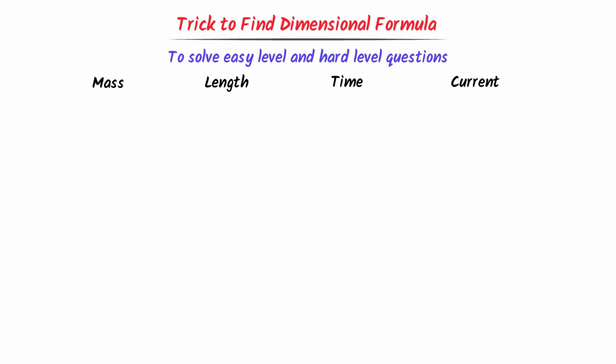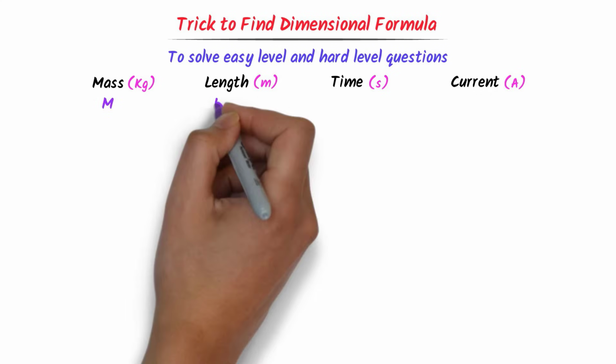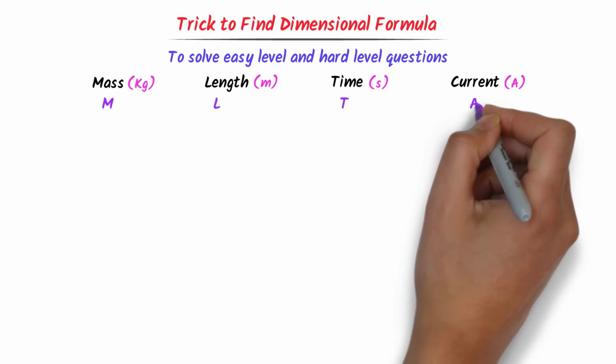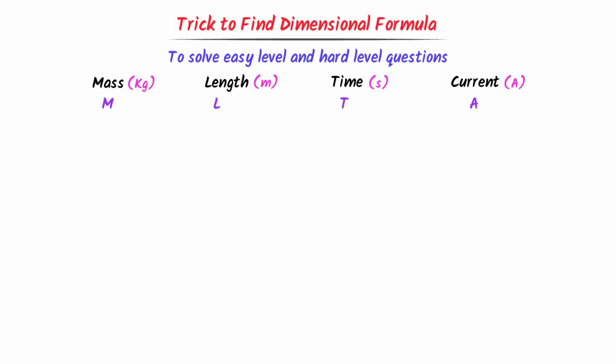We know that the SI unit of mass is kg, that of length is meter, that of time is second, and that of current is ampere. The dimensional symbol of mass is M, that of length is L, that of time is T, and that of current is A. Now consider this question.